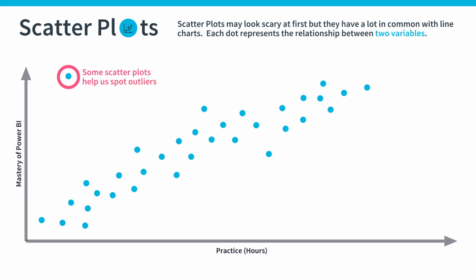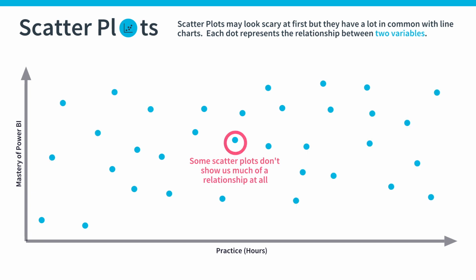Scatter plots, of course, are also really good at helping us spot outliers in the data. For example, maybe one of your Power BI students will practice Power BI for just a little while and become an expert much faster than other students. It could be you for all I know. But if we see a dot that looks lonely compared to the many others on the chart, that could be an outlier in your data, and scatter plots can be great at highlighting outliers.